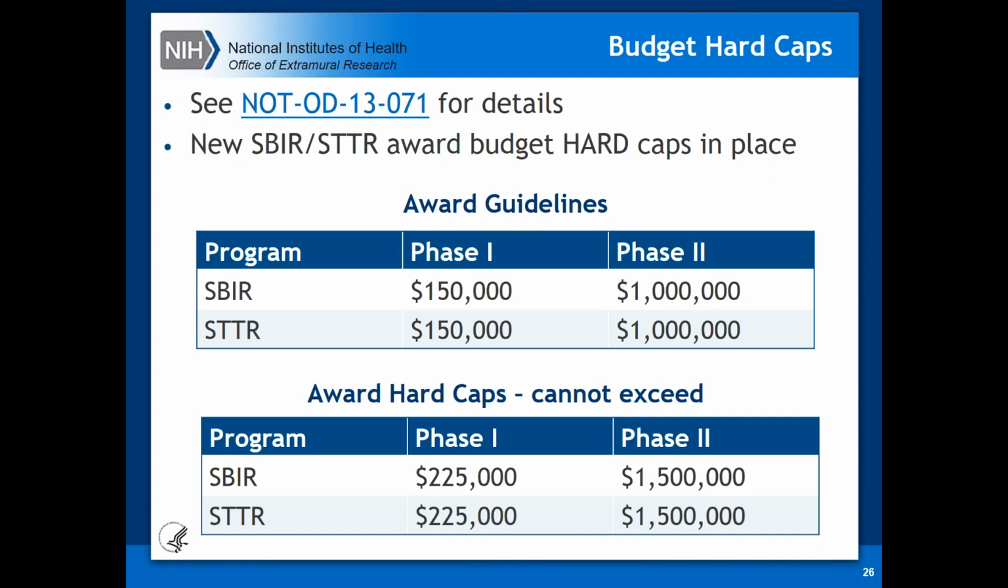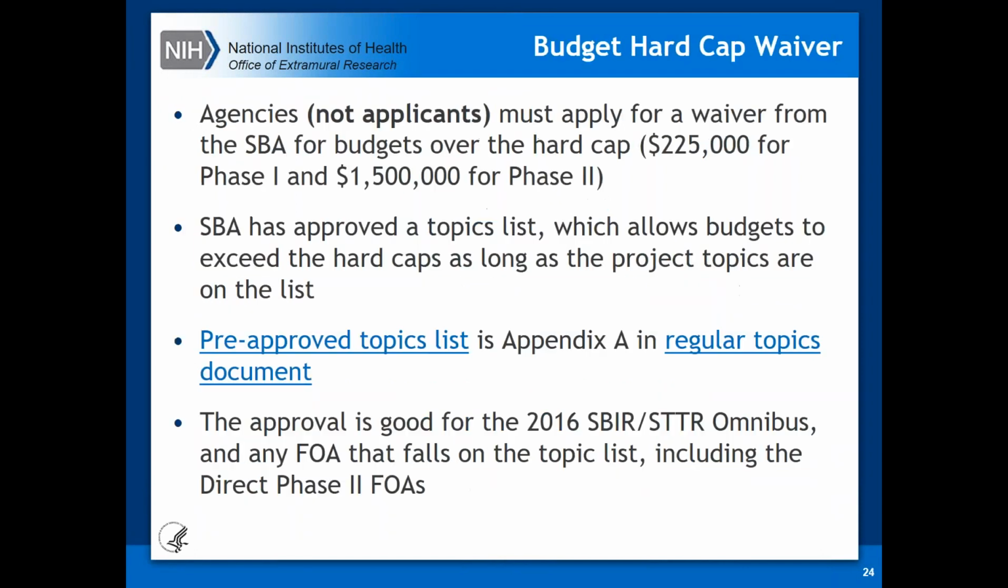Now, the hard caps mean that there's some discretion where we can go up to about 50% more, such that the phase 1 SBIR can go up to $225,000 and STTR as well. And under phase 2, we can go to $1.5 million for each of those. So that would be the hard caps with respect to the funding. And then, of course, we realize that some research may go beyond that. So agencies, as we emphasize here, not the applicants, but the agencies, must apply for a waiver from the SBA for budgets that are over the hard cap of $225,000 for phase 1 or over $1.5 million for phase 2. So we have certain topics, and SBA has to approve a topics list which allows budgets to exceed those hard caps, and as long as those topics are on the list, you can apply accordingly for those budgets.